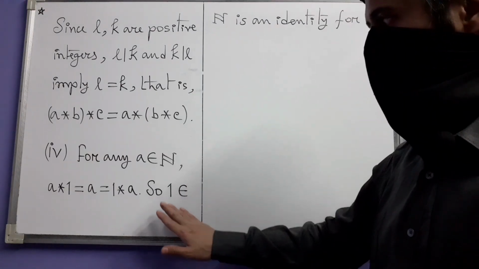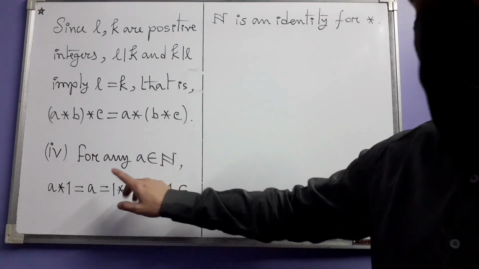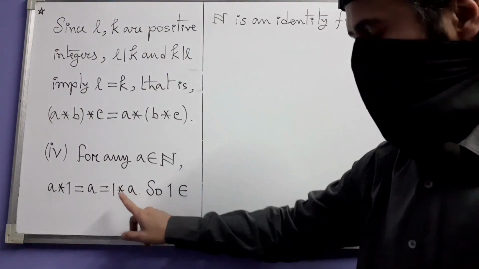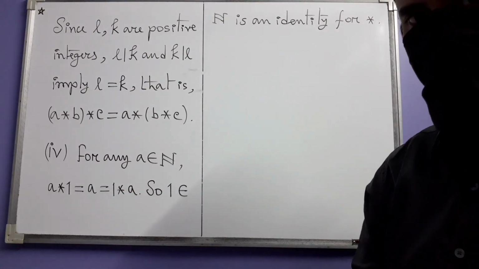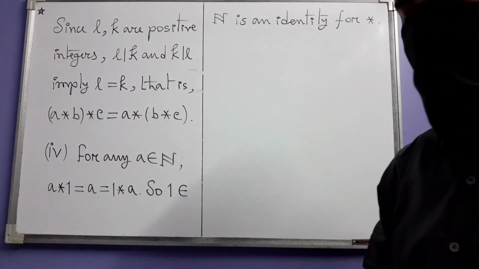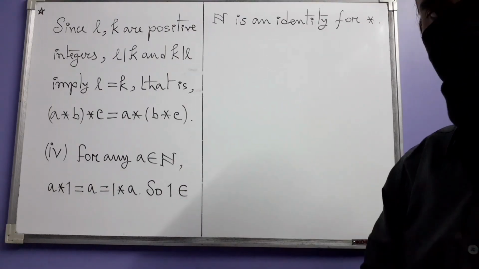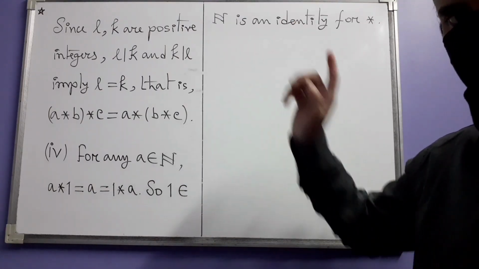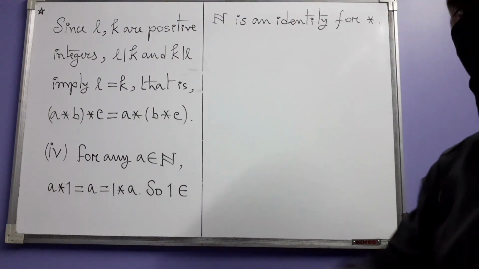Next, part 4. For any natural number A, A star 1 and 1 star A, same thing, the LCM of 1 and A is equal to A. And of course 1 is also in N, so 1 is an identity for our operation star.